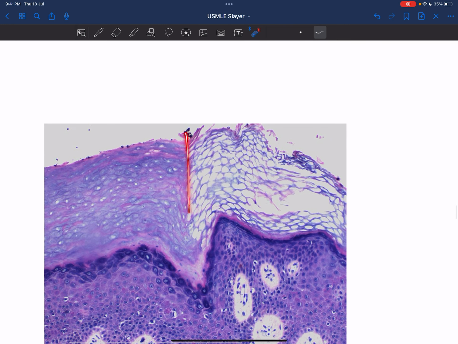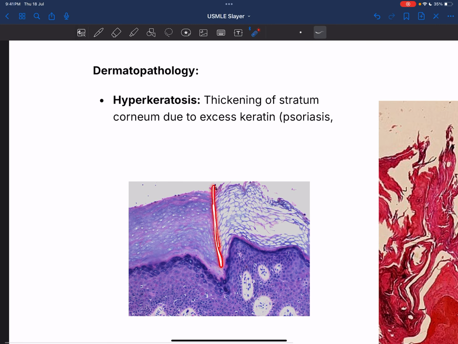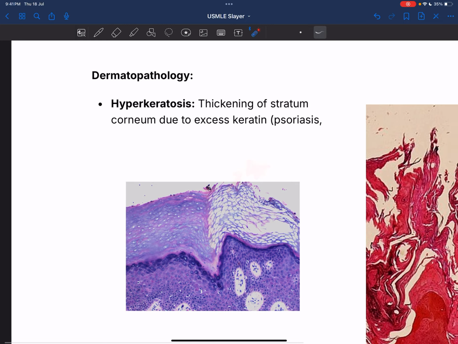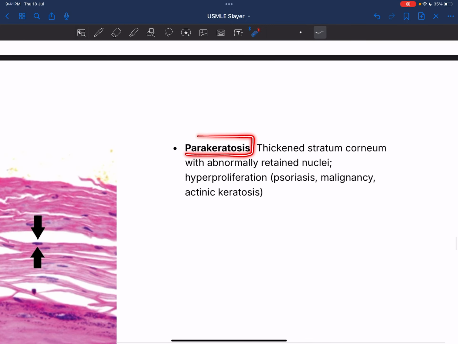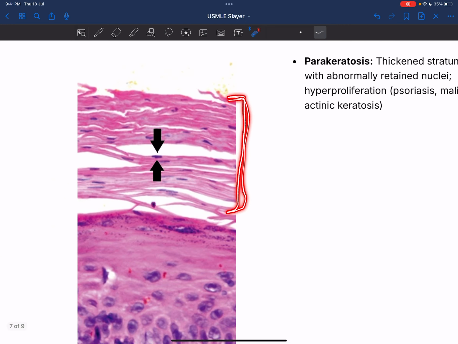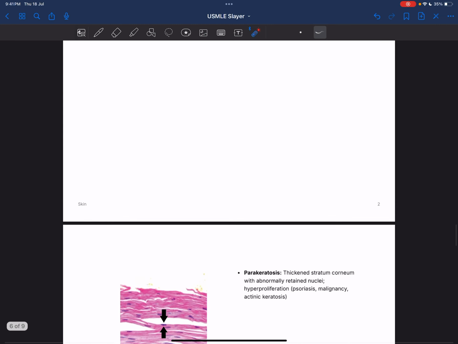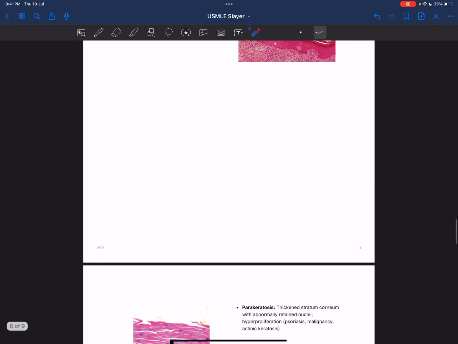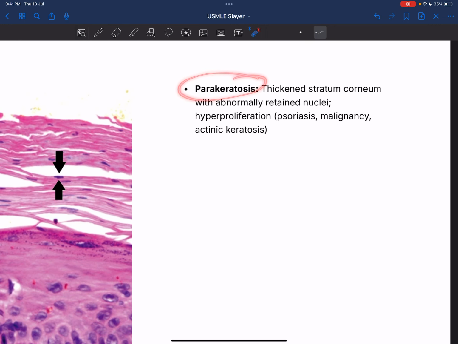You'll be correct. These are two different dermatopathologies. This is hyperkeratosis, but the other one is called parakeratosis. Parakeratosis is basically hyperkeratosis in addition to retained nuclei, which can also be seen here. So this is a thickened corneum in addition to keeping the nuclei of the cells. This can be found in this picture or in this picture right here. Okay? So where is parakeratosis found? This is found in cirrhosis, malignancy, and actinic keratosis as well.